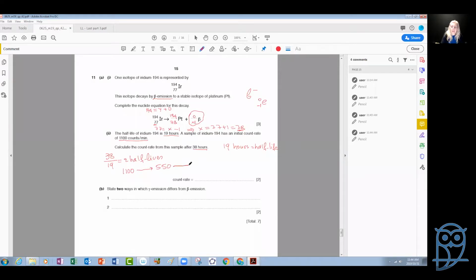And after a second half-life, because we have 2 half-lives here, half of that is 275, isn't it? 275 counts per minute. So this is after the first half-life, and this is after the second half-life. So the count rate after 2 half-lives is 275 counts per minute. So this is our answer after 2 half-lives, after 38 hours, in other words.